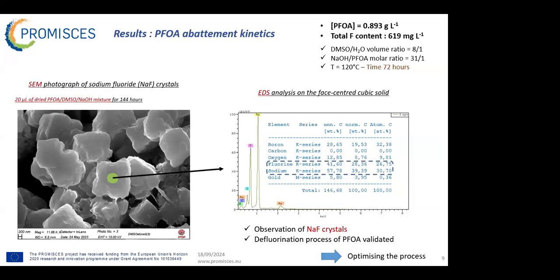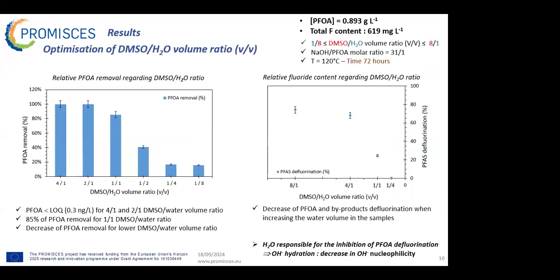It was compared by SEM and EDS analysis when we analyzed 20 microliter of dry PFOA DMSO and NaOH mixture. So here you can see the NaF crystal structure that we determined, NaF crystal. So, okay, the process worked, let's optimize it.